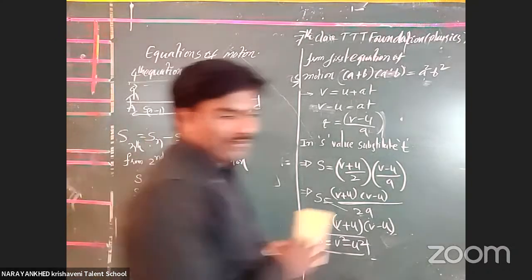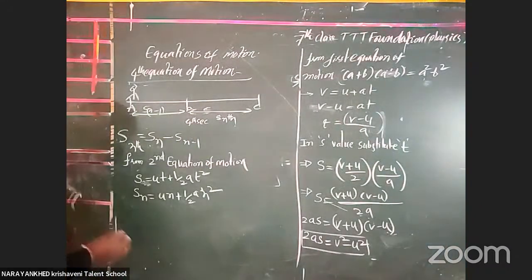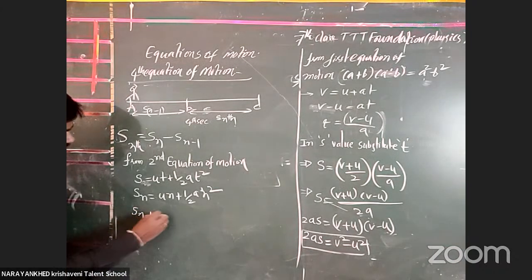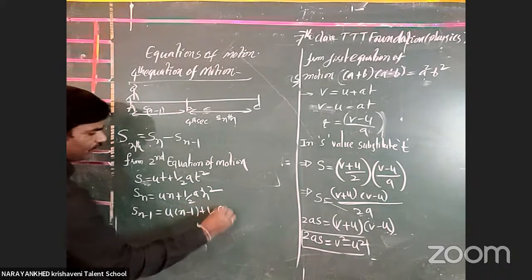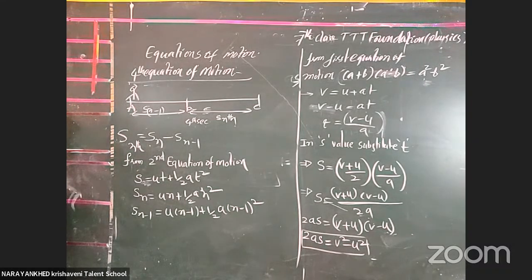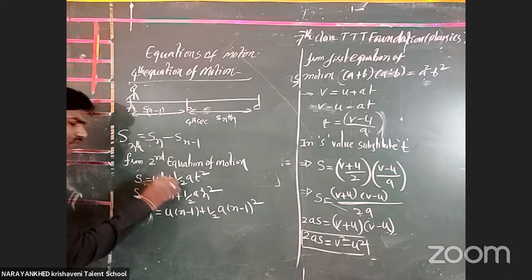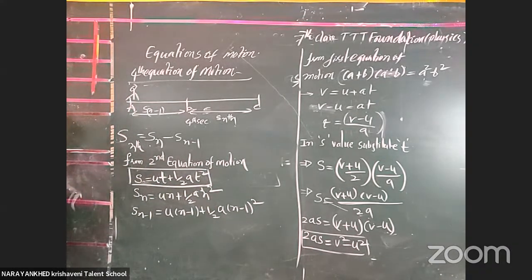Got it or not? Next, we consider the n minus 1 second. In the place of n, you have to substitute n minus 1. S n minus 1 is equal to u into n minus 1 plus half into a into n minus 1 whole square. Got it or not? You substitute n minus 1 here in the place of n. What is there here? t seconds. In the place of t, what did you substitute? n seconds or n minus 1 seconds.